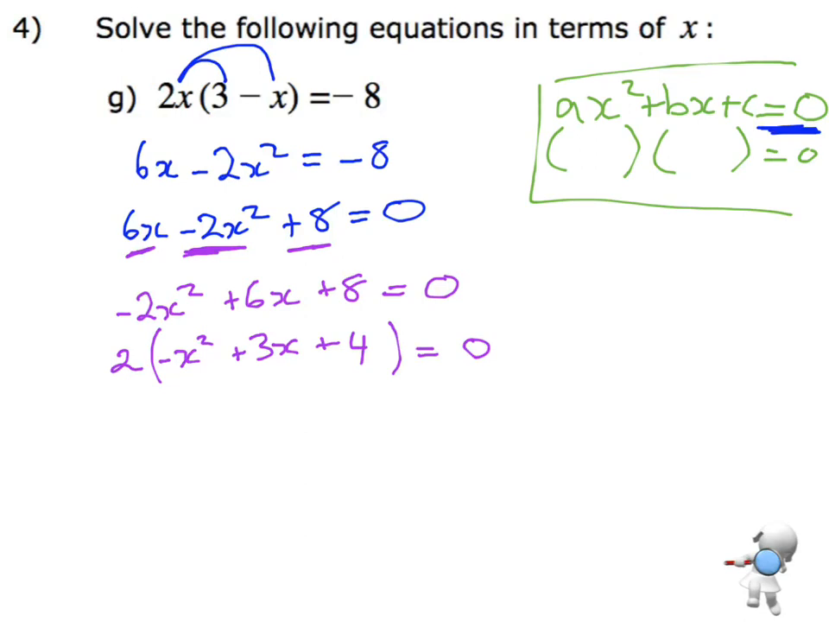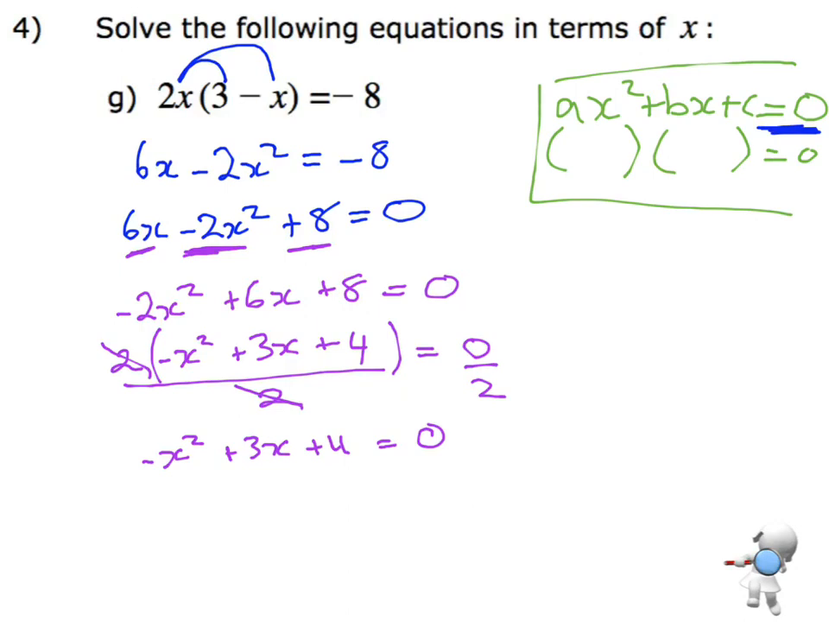Now what I can do is divide both sides by 2, and that's going to cancel this 2 out here and leave me with minus x squared plus 3x plus 4 equals, now 0 divided by anything is 0. Okay, so I've simplified it down a little bit more.